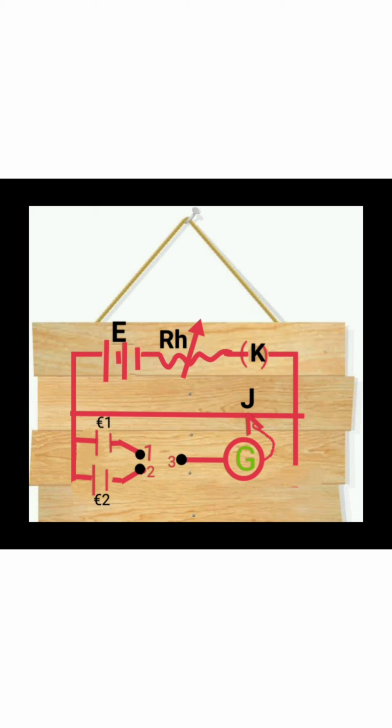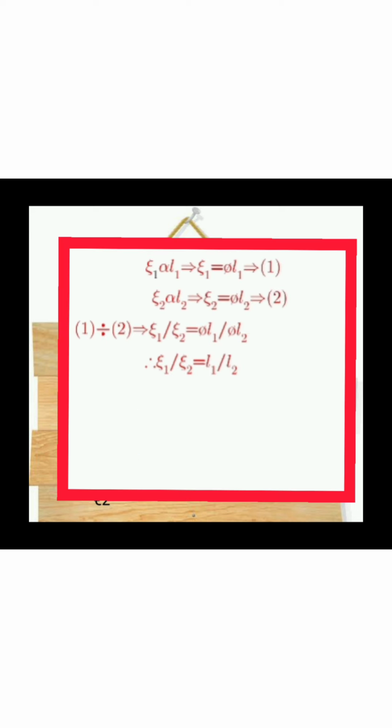According to the principle of the potentiometer, we have to find the null deflection of the galvanometer. Electromotive force epsilon 1 is equal to phi into L1. In the second position, points 2 and 3 are connected. Then again we have to find the balancing length L2. Therefore, according to the principle of potentiometer, electromotive force epsilon 2 is equal to phi into L2.